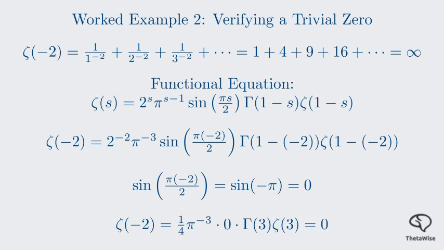We have successfully verified that s equals negative 2 is indeed a zero of the zeta function. This method works for all negative even integers. The sine term will always be 0, making the entire expression 0. This is why they are called trivial. Their zeros are straightforward to demonstrate using the functional equation.